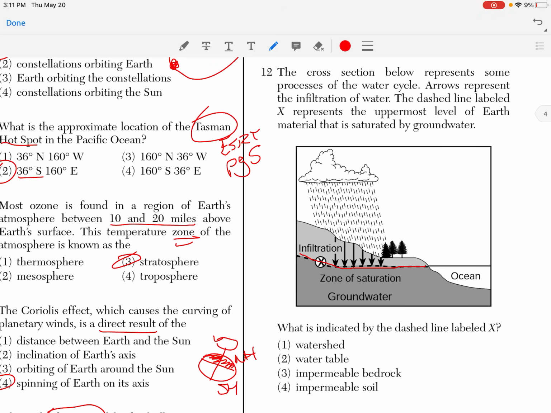And this just requires recall. It's like memorization here. There's no reference table that you can go to for this one. You just have to remember that the top of that zone of saturation, where the water is underground, is called the water table. Okay, so that's the surface of the zone of saturation. So that's it for number 12.